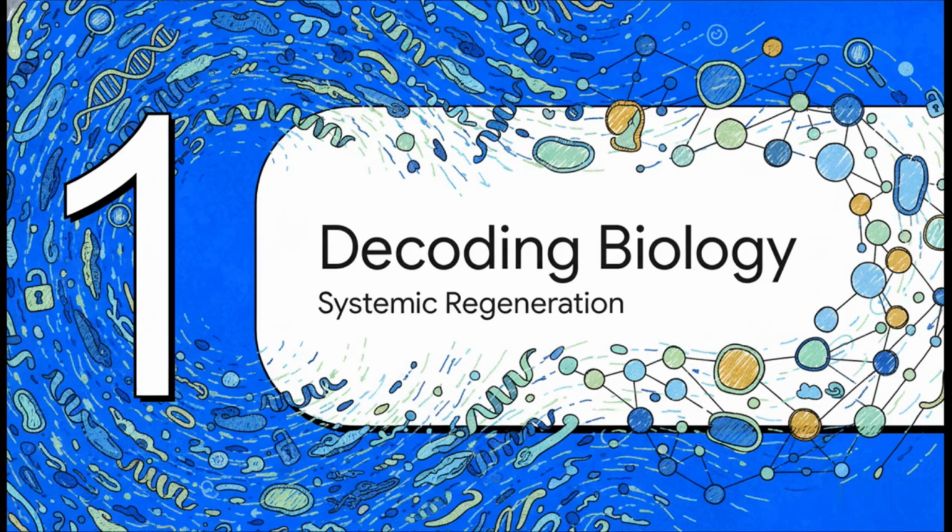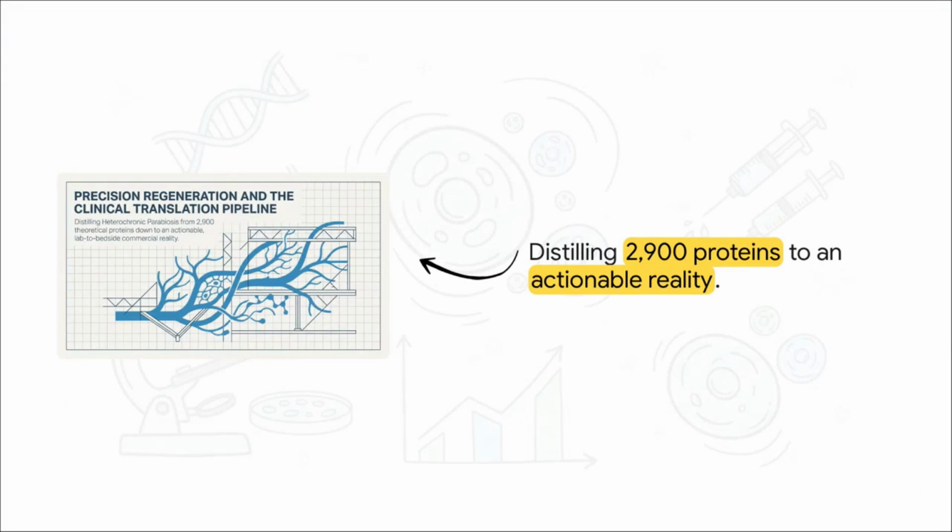Let's start by wrapping our heads around the sheer scale of this biological puzzle. Imagine looking at systemic regeneration and initially staring at thousands of theoretical proteins. In the early research models of heterochronic parabiosis, scientists literally identified over 2,900 of them. But here is the harsh reality check from the lab. Tracking over 1,500 wildly fluctuating proteins is a mathematical and clinical impossibility. There is just no way you can build a reliable treatment out of that much noise. So the entire R&D journey really becomes about distilling that chaotic biological web down to a scalable lab-to-bedside commercial protocol.